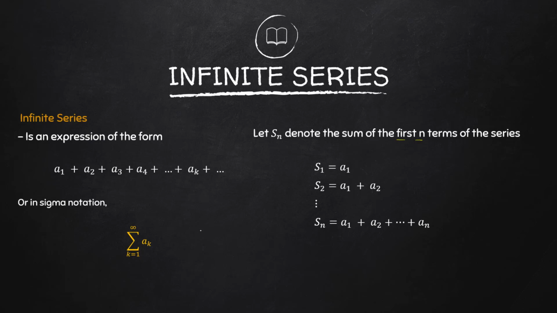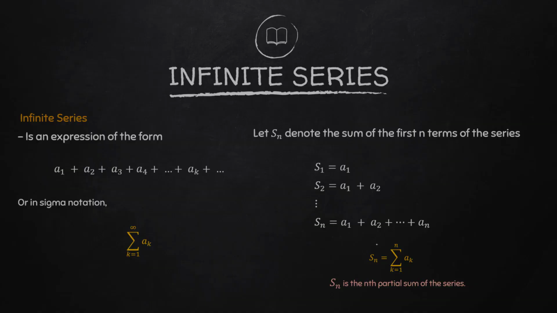If you say S sub n, we are taking the sum of the infinite series from the first term up to a specified term number. In this case, that number is n. In notation, S sub n is equal to the summation of a sub k from k equals 1 up to positive n. So kanina, yung infinity natin is for the sum of the infinite series. But now, we place a limit for that specific infinite series. So S sub n is the nth partial sum of the series.